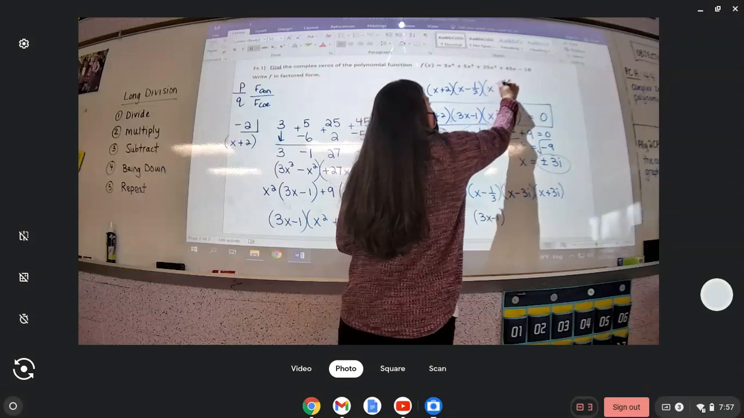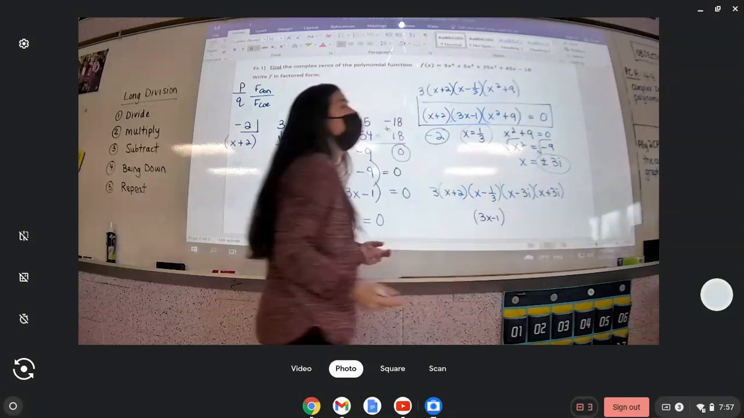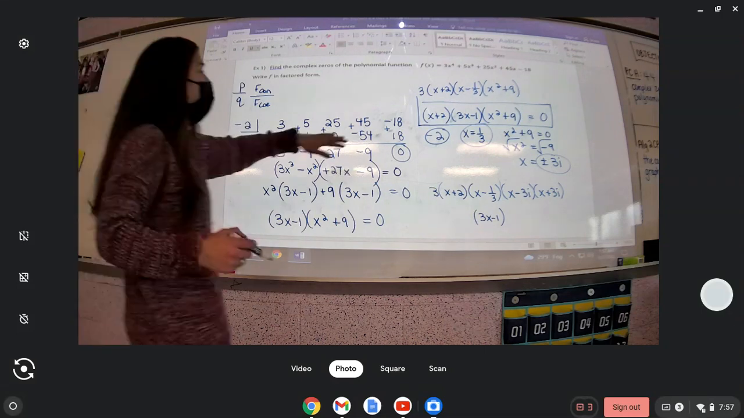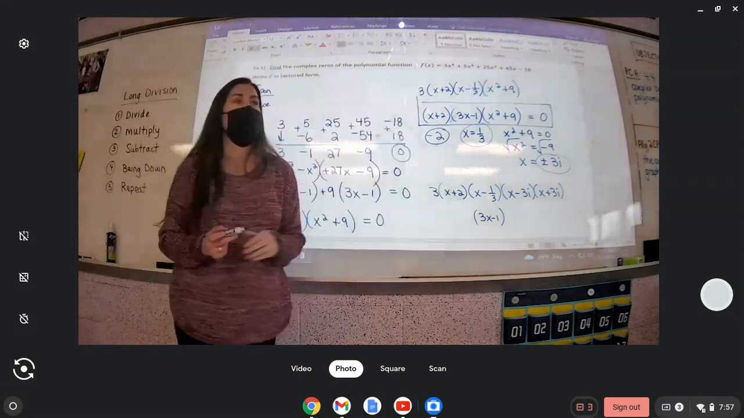I don't see anything wrong with this because you still have everything worked out with linear factors and an irreducible quadratic, and you'll still get that leading power function 3x to the 4th. But I think your safest bet is this one right here.